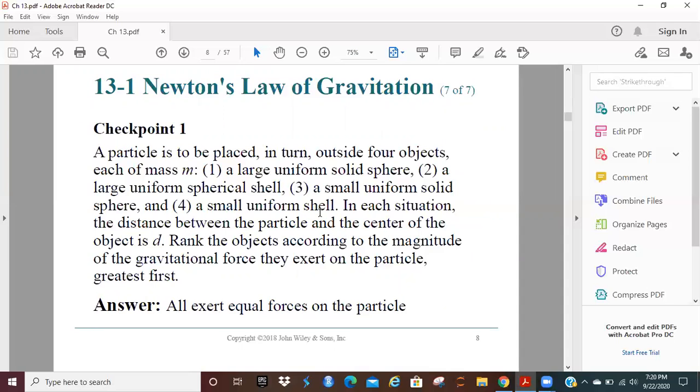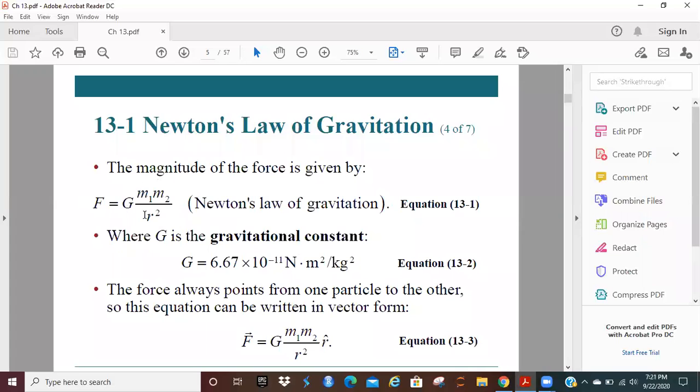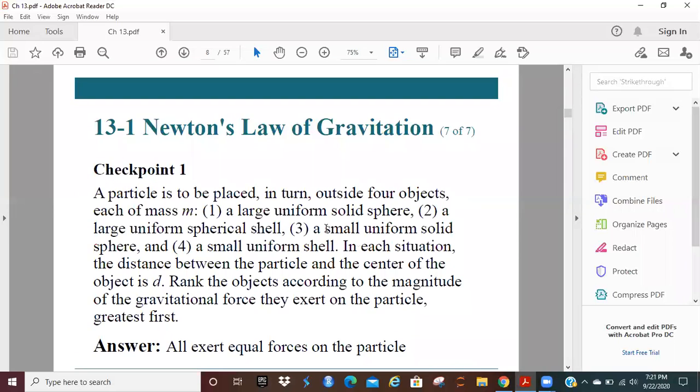This is, in fact, a trick question. The distance between the particle and the center of the object is always d. That never changes. Each of these weigh the same amount. It's going to be a mass of m. The particle is never going to change its mass. The gravitational constant doesn't change. So the gravitational force, as defined by this, will never change. It doesn't matter what the shape of the object is. That's what the point of this particular exercise comes down to be.